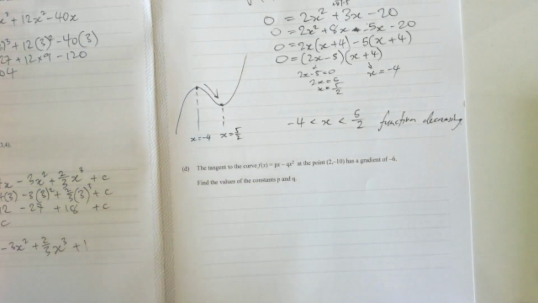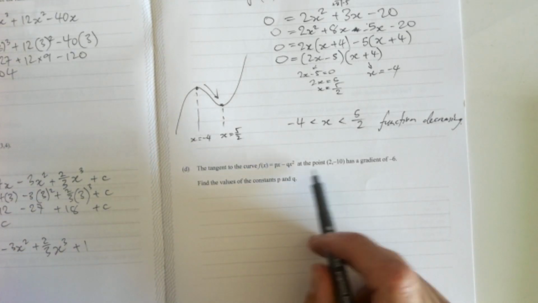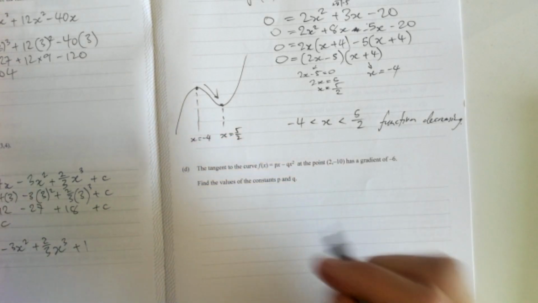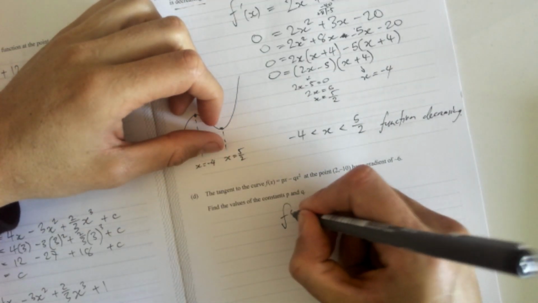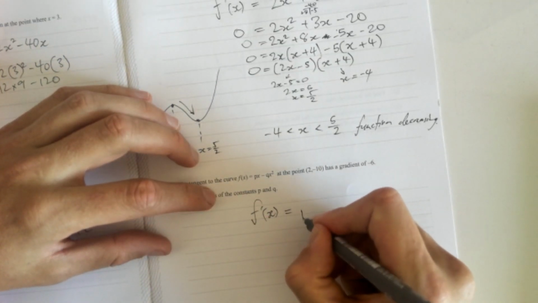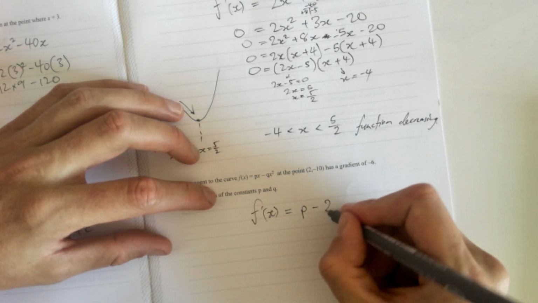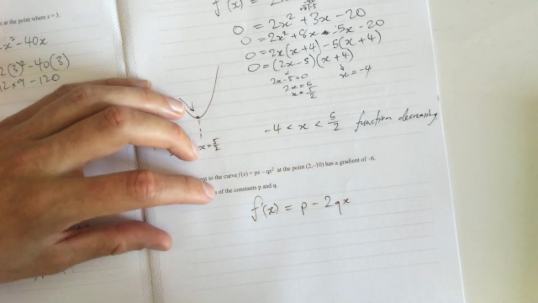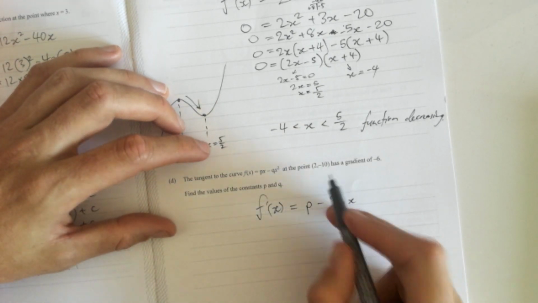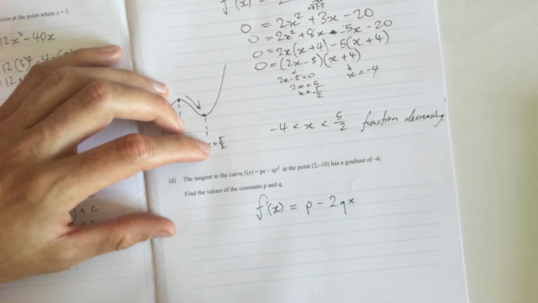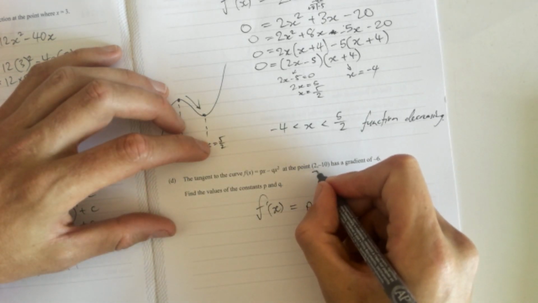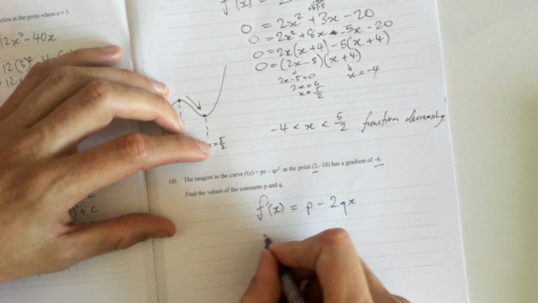The tangent to the curve at the point 2, -10 has a gradient of -6. Okay, I'm sure we have to find the derivative. It's probably worth an achieve mark to find this derivative here. P minus 2qx. And we know at that point it has the gradient of that. So we can use this information and this information.